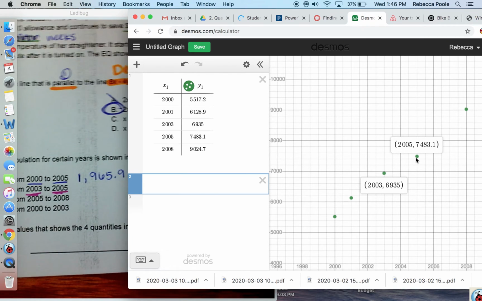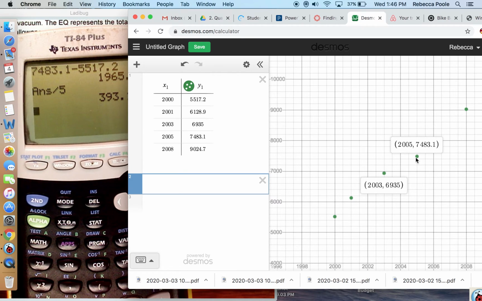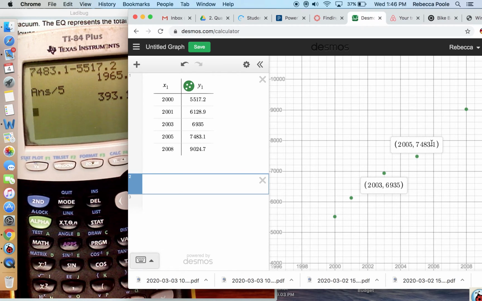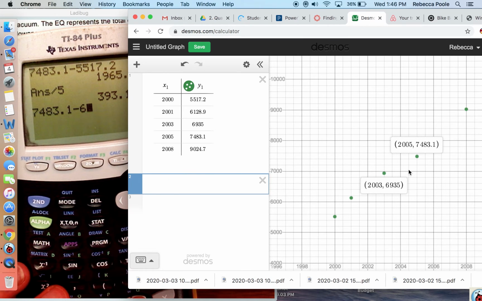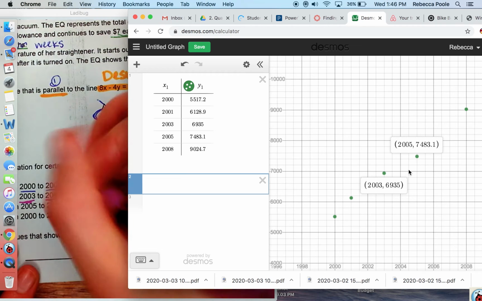Okay, so in our calculator, we're going to do the same thing. We're going to find the change in y divided by the change in x. That's how we find our rate of change, right? Y over x. So if I do 7483.1 minus 6935, we get 548.1.